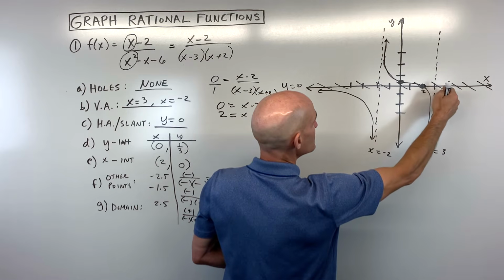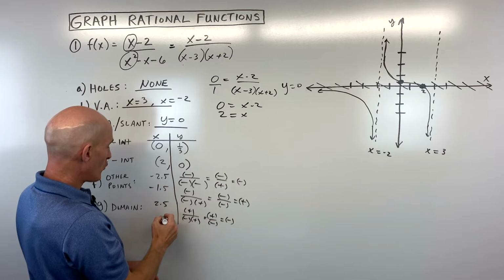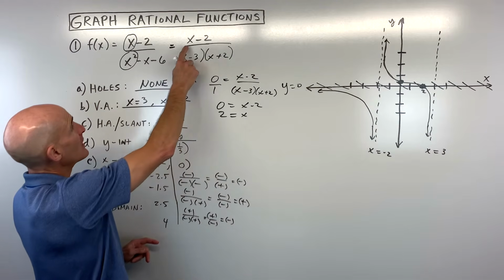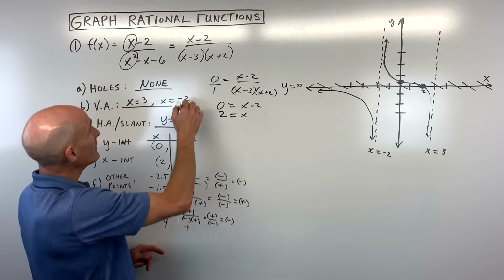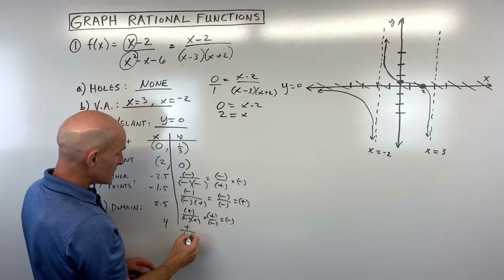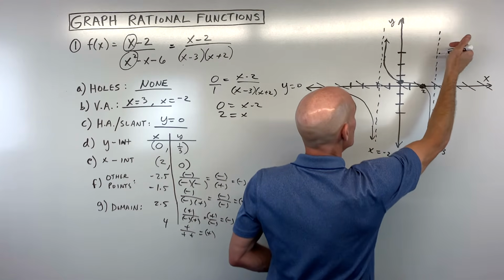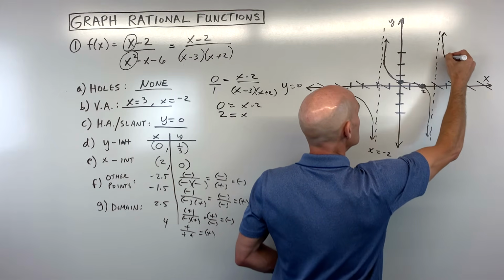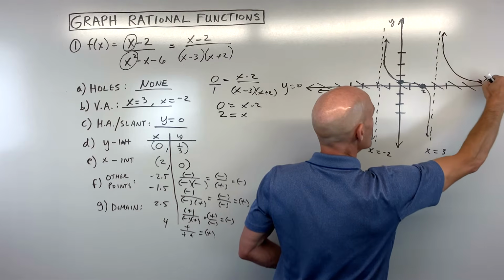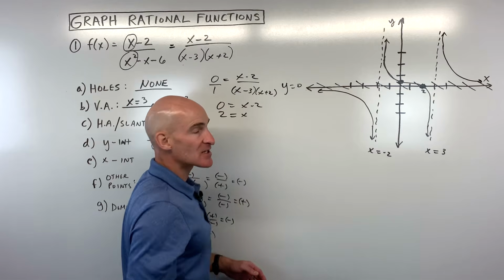And then over here, let's pick maybe 4, would be an easy one. So if we plug in 4, what do we get? We get positive in the numerator. 4 minus 3 is positive. 4 plus 2 is positive. So we're getting a positive divided by a positive, which is a positive. That tells us this is going up towards positive infinity. And then it's approaching the horizontal asymptote as x gets larger and larger. So you can see we have a pretty good sketch of our graph.